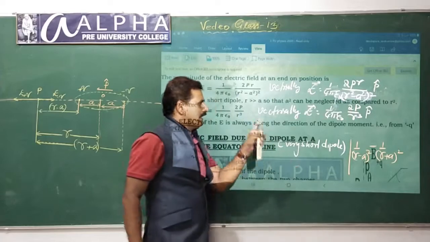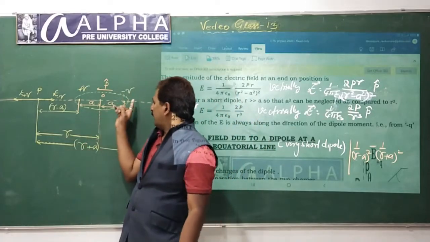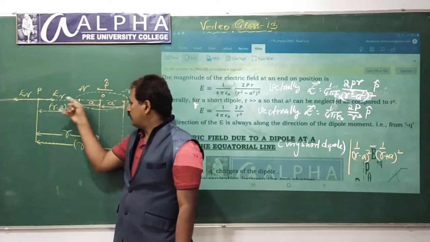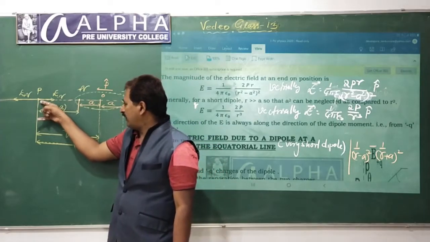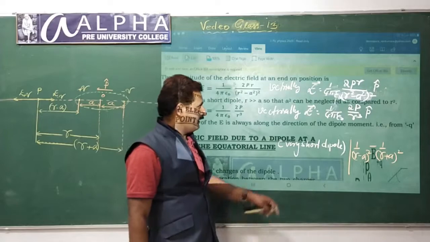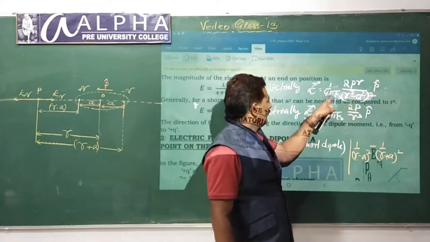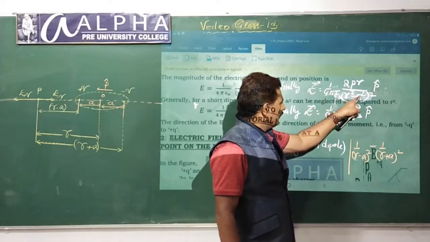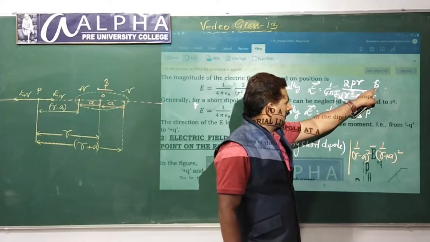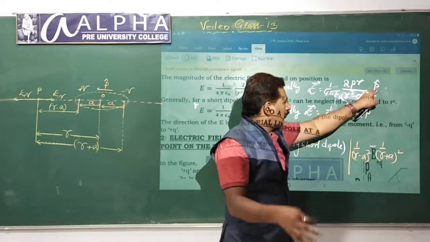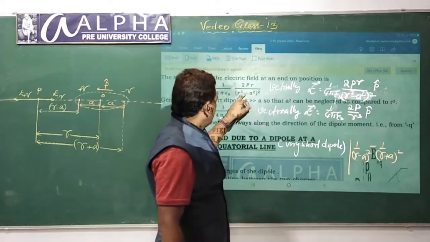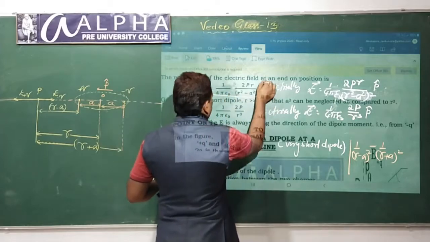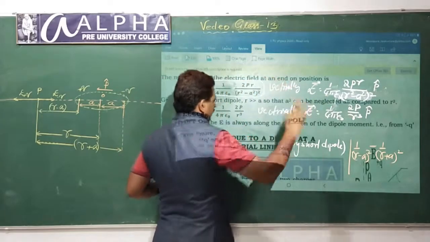What is unit vector? Direction from minus q to plus q, which means electric field is along minus q to plus q. See here, the resultant field is towards the left. Left means minus q to plus q. That's why 1 over 4 pi epsilon 0 2pr by r square minus a square whole square, unit vector p. If you write without this, like this, this is magnitude form, this is vector form. That's it.